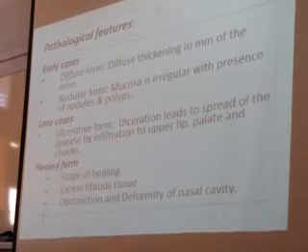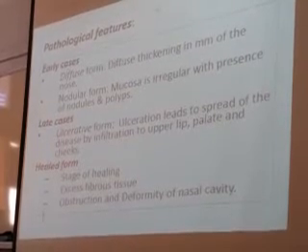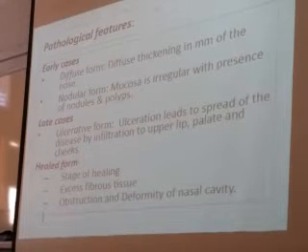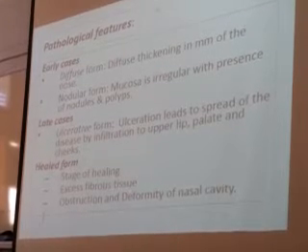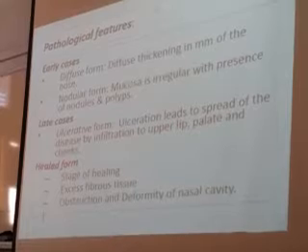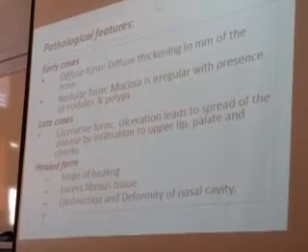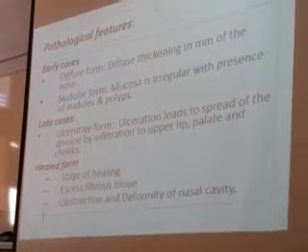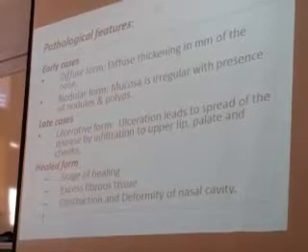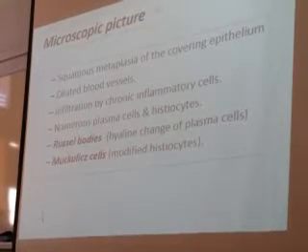So what can be the complications from this? Nasal obstruction, even destruction of the nasal cavity, ulceration is there. Brain. We'll see. Microscopic picture first, then the complications.